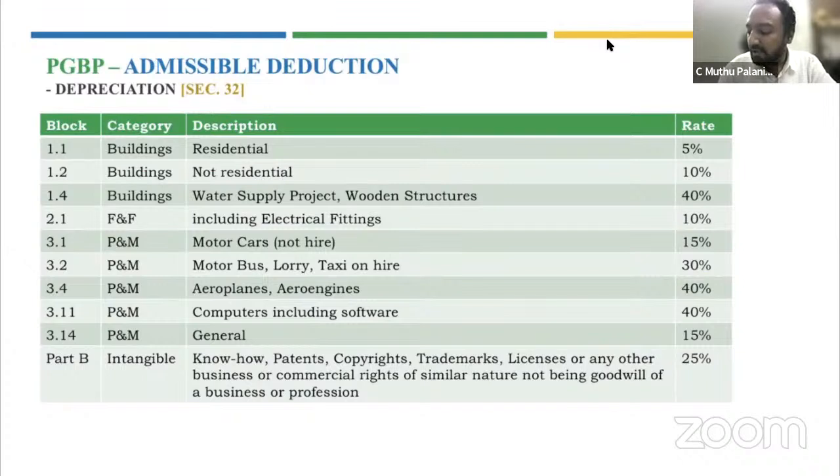Computers, including software, is 40%. So this is common. Books, I'll also include books here. So computer, books, all of this are covered under 40%. And any general plant and machinery will be 15%. Any intangible is 25%. These are commonly tested assets. Another commonly tested one, which I had missed out here, is books. So that's why I've given it. Books is also 40%. Now, these are the commonly tested assets.